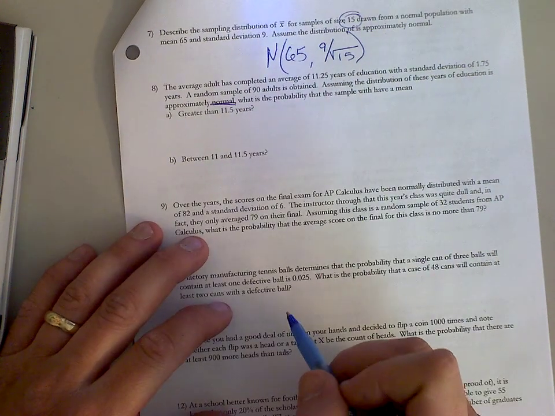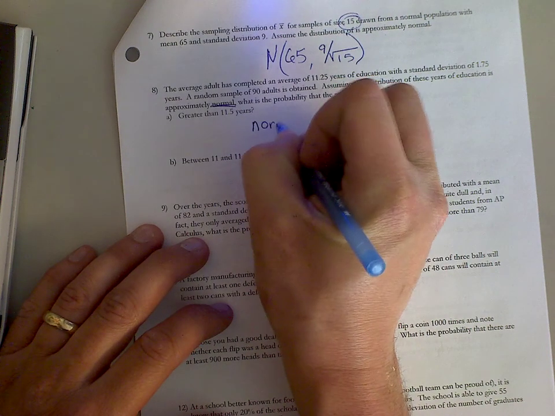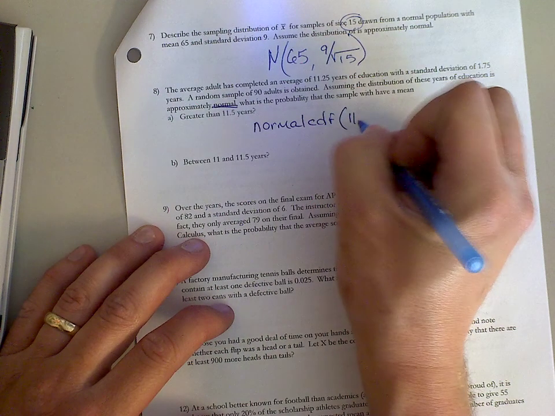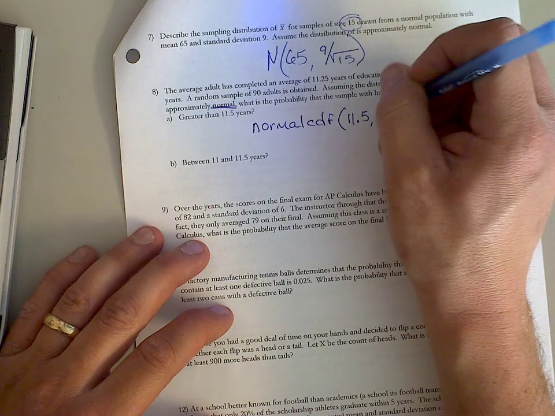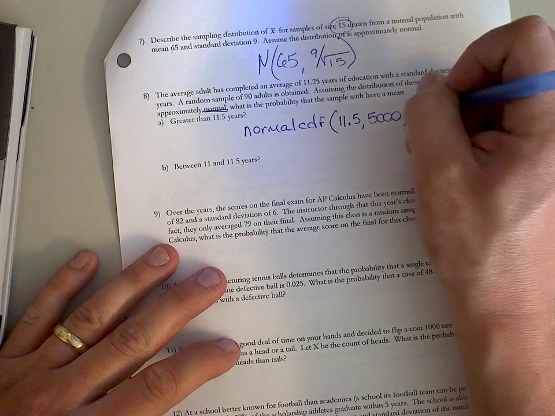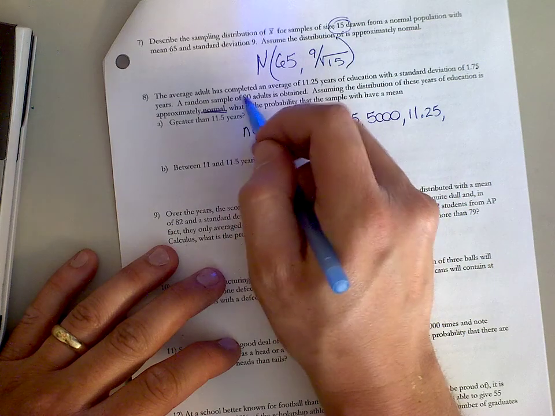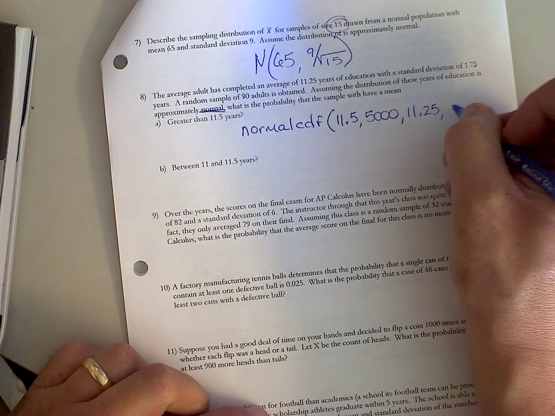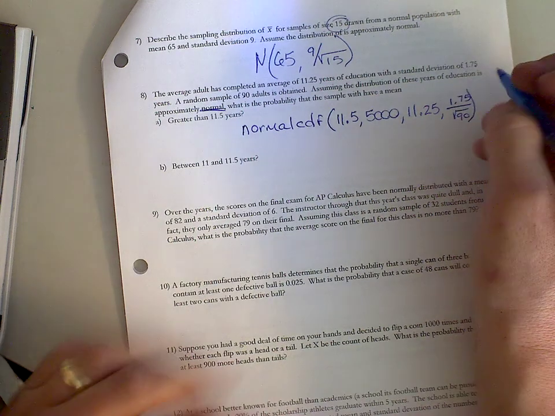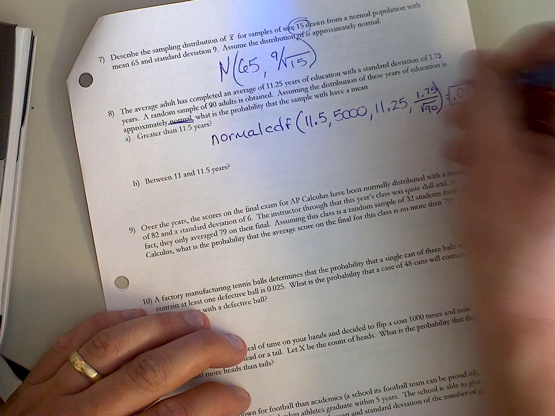So now it's normal time. We're not in the binomial now. Greater than 11.5 years means we're going to do a normal CDF. And our boundaries, we want greater than 11.5, so our left is 11.5. For right, we're going to use something really big. I'm going to use 5,000 just because it sounds good. Our mean is 11.25 years, and our standard deviation is 1.75, but we need to divide that by the square root of 90 since we are given the sample size. That's what you're going to punch in, and you get about 0.088 as your probability there.